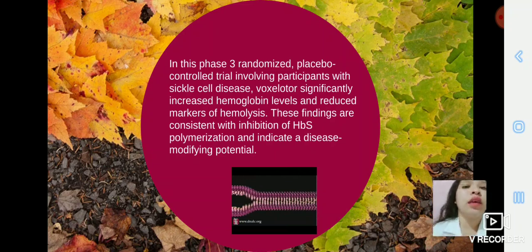Conclusion. In this randomized, placebo-controlled phase 3 trial involving participants with sickle cell disease, voxelotor significantly increased hemoglobin levels and reduced markers of hemolysis. These findings are consistent with inhibition of hemoglobin polymerization and indicate disease-modifying potential.